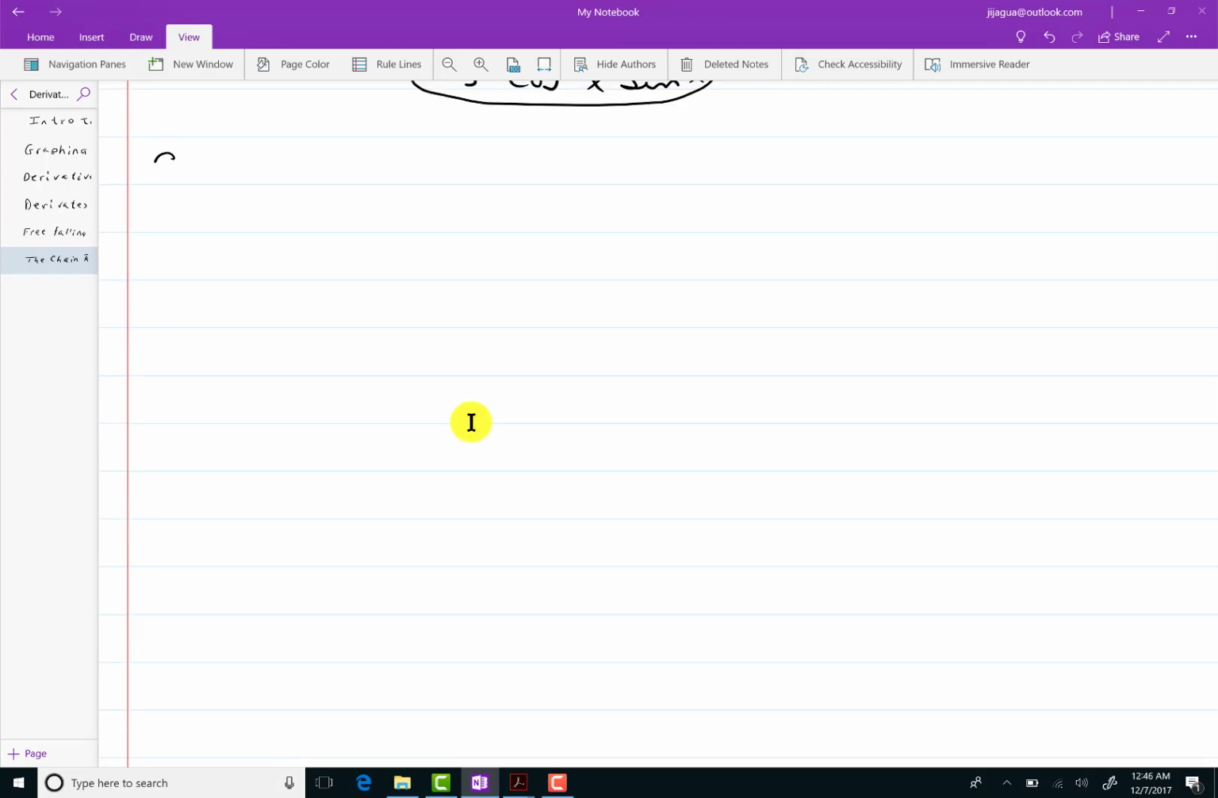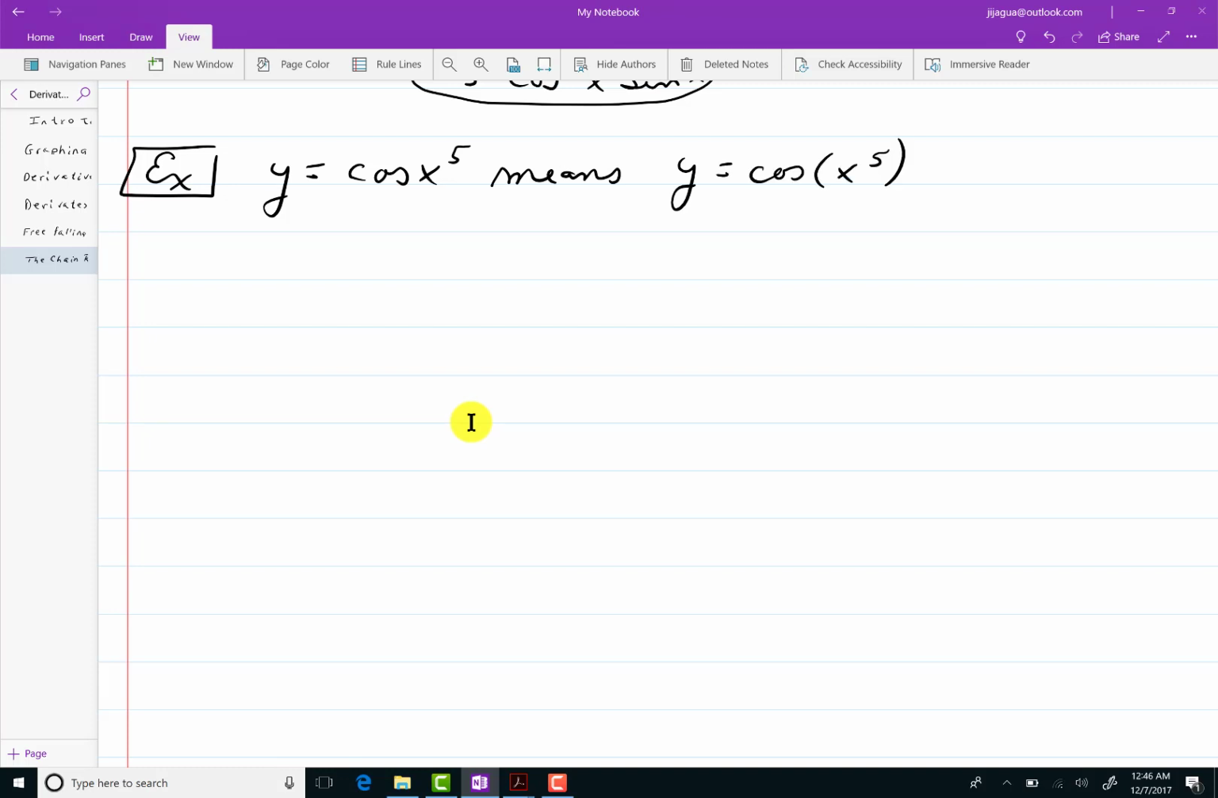Let's do another one. Sort of a reverse of the previous example. What about this? y equals cosine x to the fifth. This does not mean cosine of x to the fifth power. This means y equals cosine with x to the fifth on the inside.